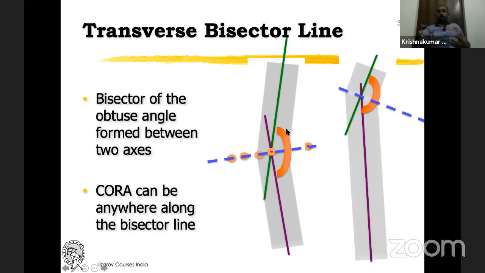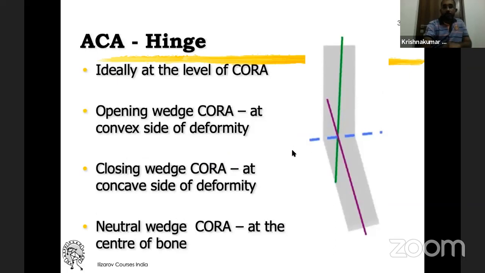So what is the ultimate aim of any deformity correction surgery? If you are going to correct this particular deformity, your ultimate aim is to align the green line to this purple line. That is the ultimate aim of any deformity correction surgery. So you can correct that by placing your hinge anywhere along this transverse bisector line. So where do you place your hinge? It's ideally placed at the level of the CORA, that is somewhere along this transverse bisector line. If you have a hinge at the convex border, what you get is an opening wedge correction. If it's at the concave border, it's going to be a closed wedge correction. And if it is at the center, it's going to be a neutral wedge. We'll come to that in the next slide.